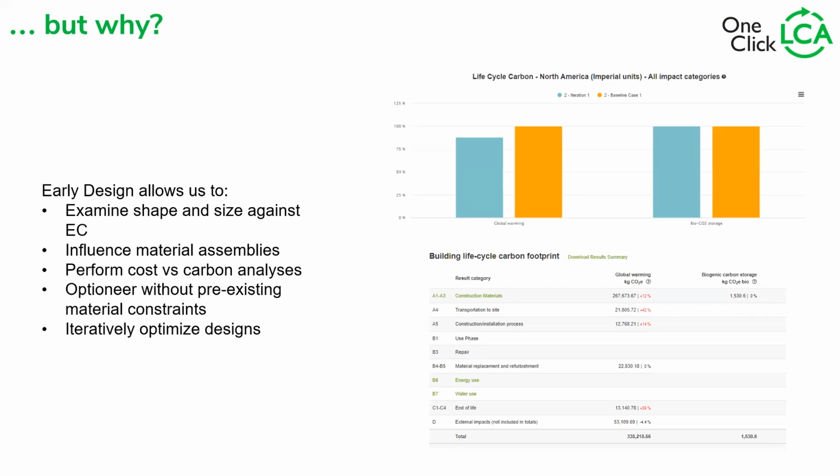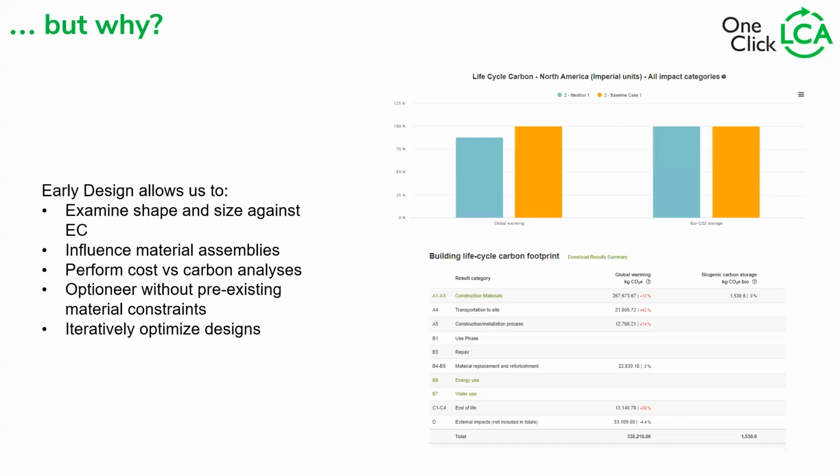We can perform cost versus carbon analysis. We can see how much our changes will affect the total cost of the project, because of course it's good to reduce our carbon emissions, but what if the cost becomes prohibitive? Or is it worth it, increasing the project cost by 50% and reducing emissions by 20%? These kinds of decisions can be taken very easily at the early stages.